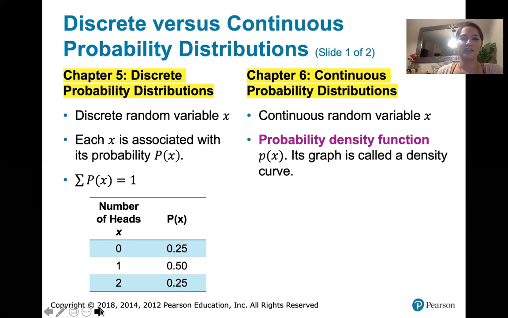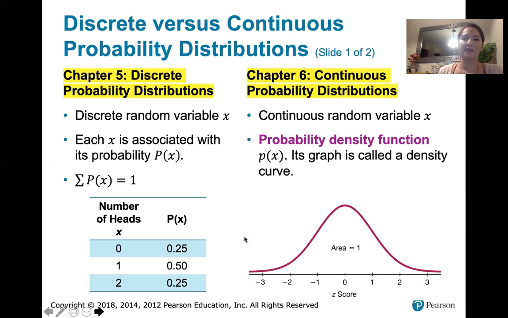Now in chapter 6, this probability density function looks something like this. And again, its graph is called a density curve. Rather than adding up all of the probabilities and getting 1 like we did in chapter 5, here probabilities are going to correspond to areas under the curve, and the total area under that curve has to be 1.